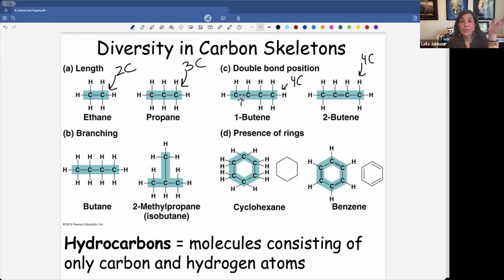This is between the 1st and 2nd carbon. This is between the 2nd and 3rd carbon. So there will be a variety of arrangements, which creates a variety of molecules. And that's important because every molecule will have specific properties. So if the double bond is here, this butane 1 will have specific properties that will be different from butane 2, because the bond is somewhere else and it makes the molecule behave differently.